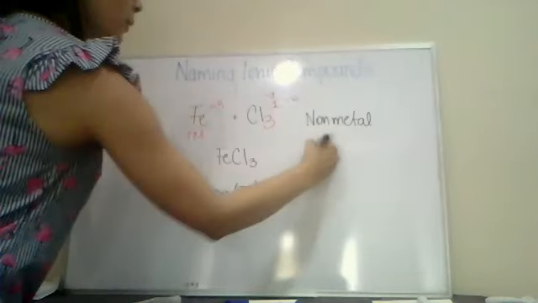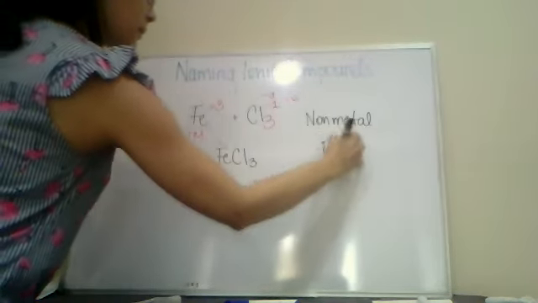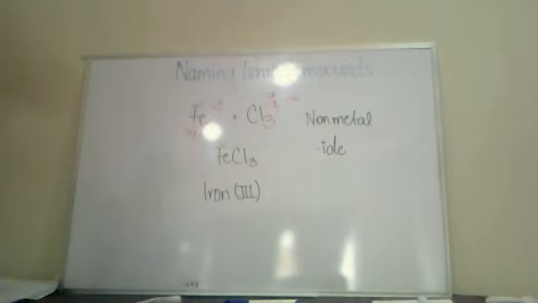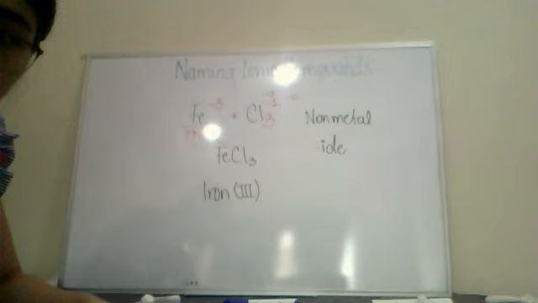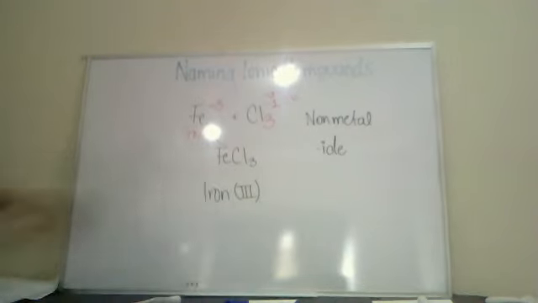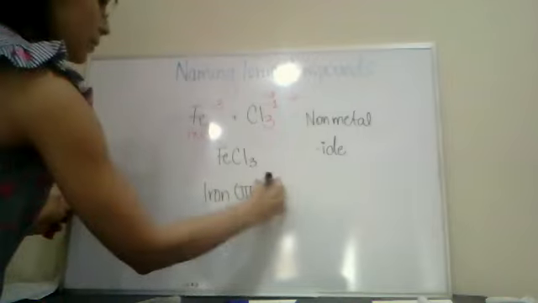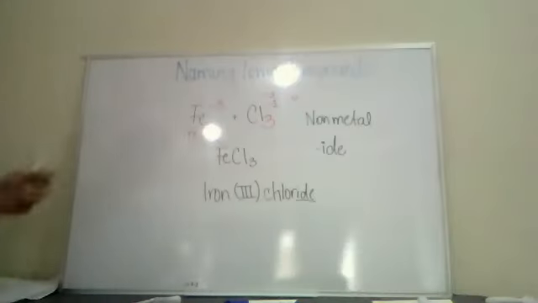In a nonmetal, we're going to change the ending to -ide. So in this case, we have chlorine. It's not going to be named chlorine, it's going to be named chloride. So in this case, we have iron chloride, because we changed the ending. Are we good with this naming?